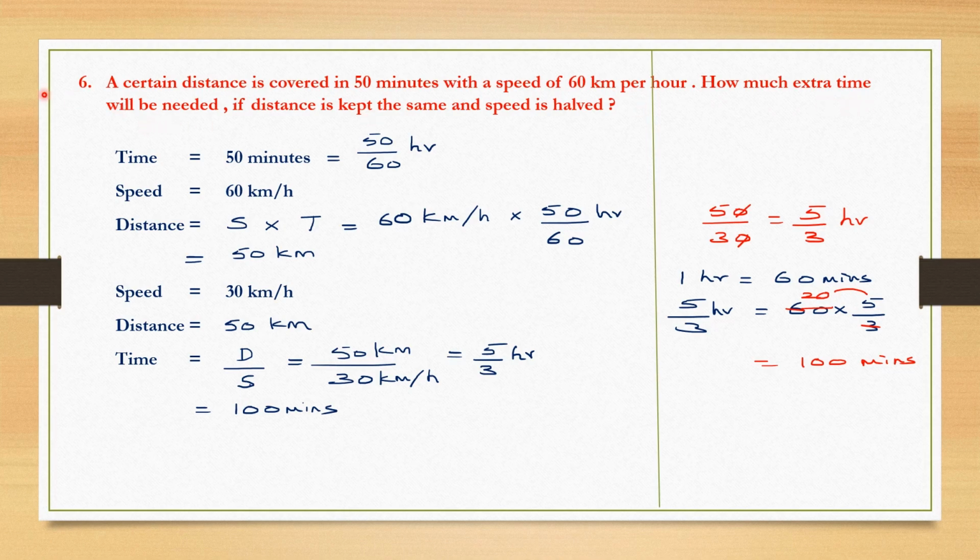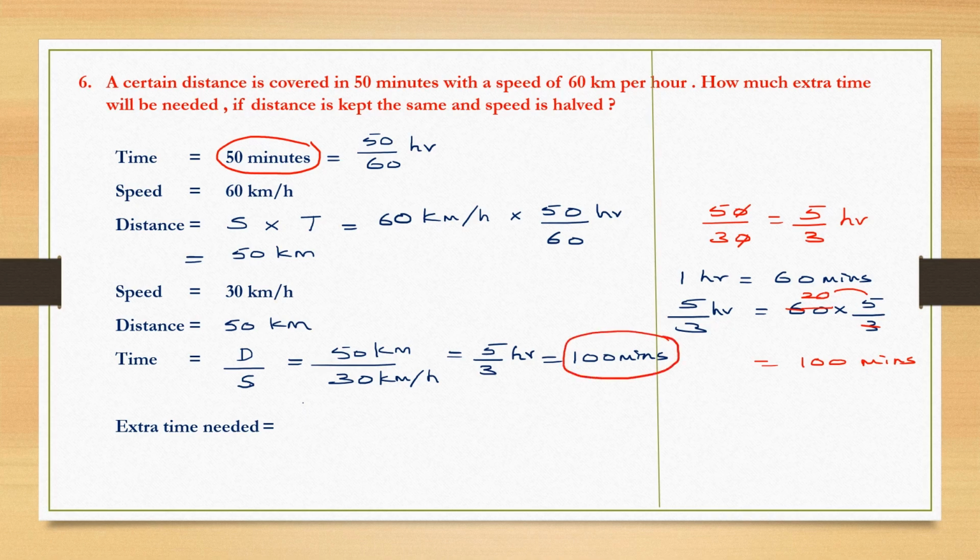Now let's go back to the main question, which says how much extra time will be needed. To find the extra time needed, we have to look at the time taken initially and the time that we found out now and subtract both. So here we have 50 minutes and here we have 100 minutes. We're going to subtract both. 100 minutes minus 50 minutes. 100 minus 50 is 50. So the extra time needed is 50 minutes. So this is the answer that we have here.